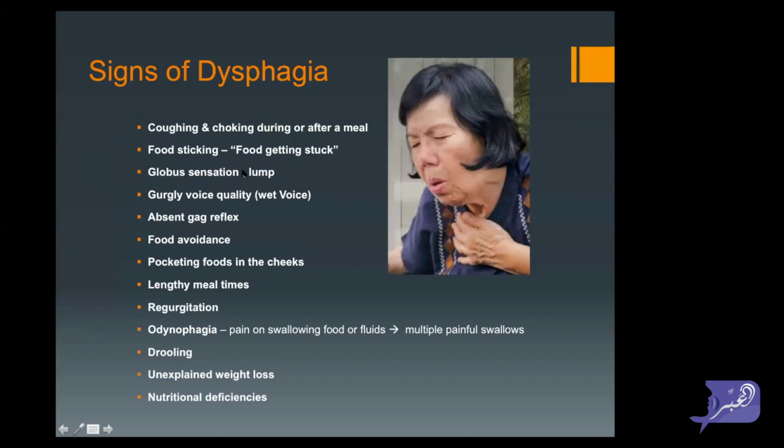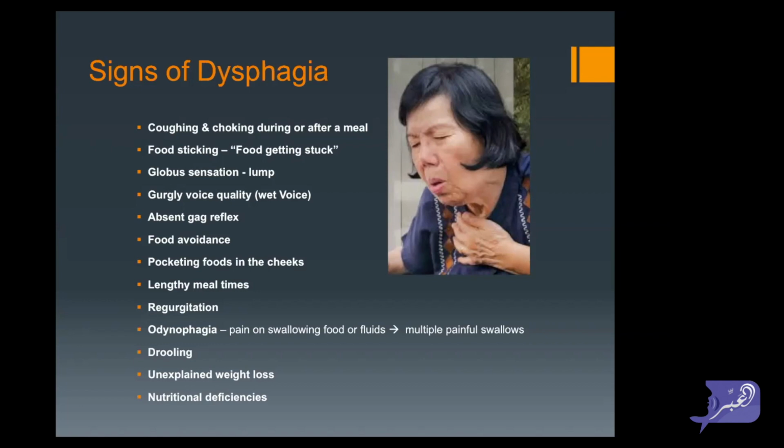There's something called a globus sensation, which is like a lump. They feel like there's constantly a lump in the throat. There's that wet voice that they have immediately after they eat something. So typically what we would do with this, and what we notice, is after they take a sip of water and you ask them to phonate, for example, you will hear the vocal cords sounding wet. And so that would indicate possible dysphagia or aspiration, sorry.